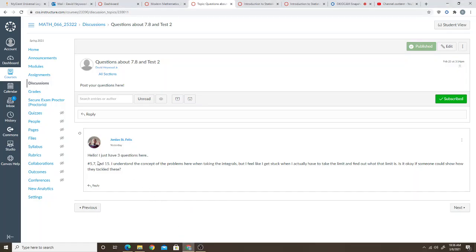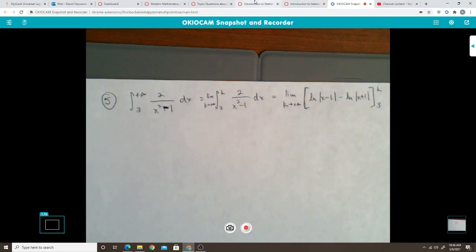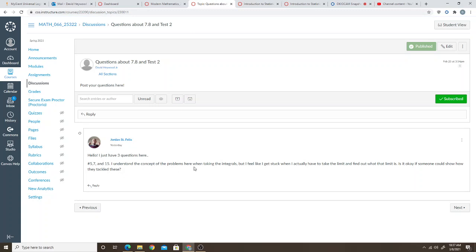All right. So, 7.8, number 5. Jordan, I think, said that he didn't have any problems doing the integration when taking the integrals, right? But where he gets stuck is actually finding out what the limit is.